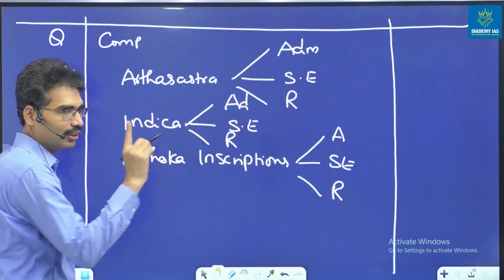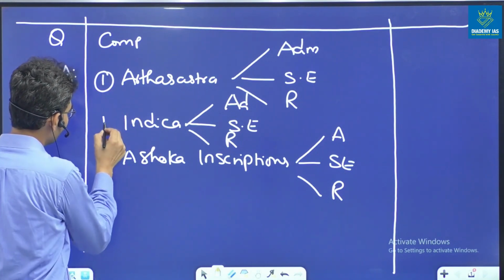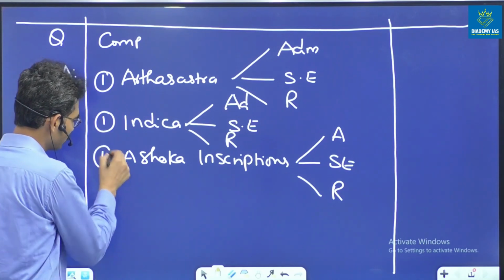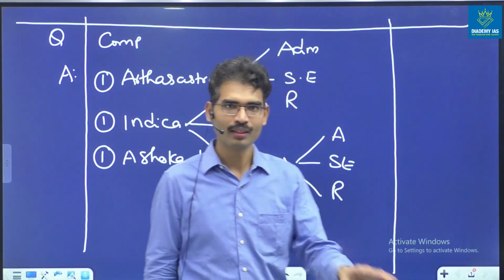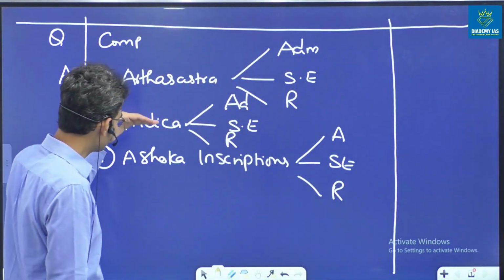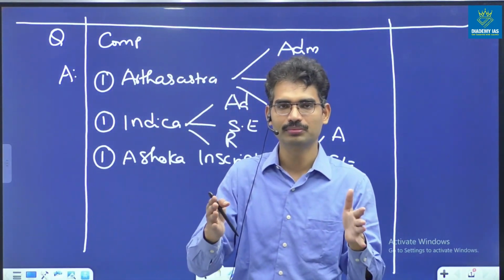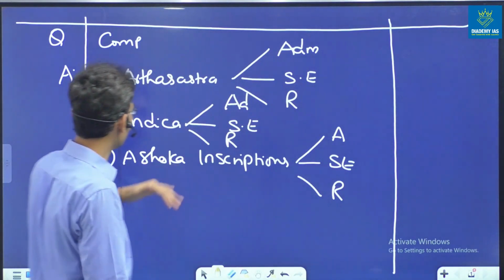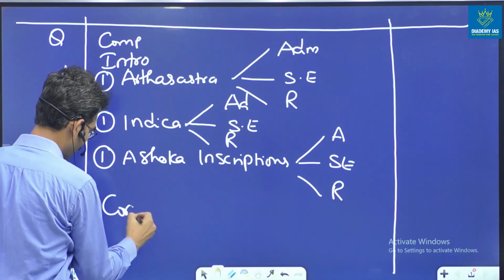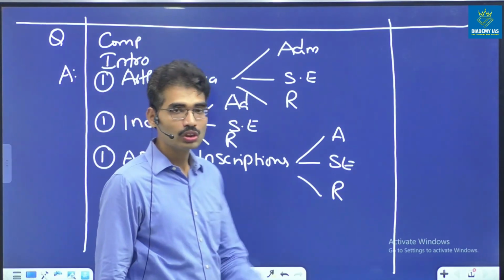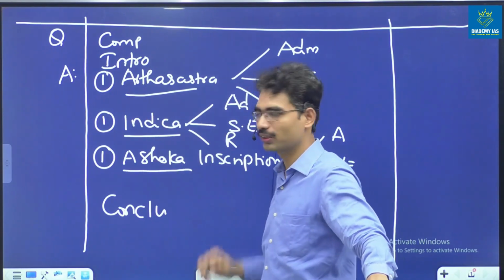When there are 4 pages, 1.5 page goes to this part, 1.5 page to this part, 1.5 page to this part. But that itself becomes 4.5 pages. We cannot write that. That means 1 page, 1 page, 1 page. 3 pages, equally we have to divide. When 4 pages are there, some introduction will come, conclusion will come. So minimum 1 page for this, 1 page for this, 1 page for this.